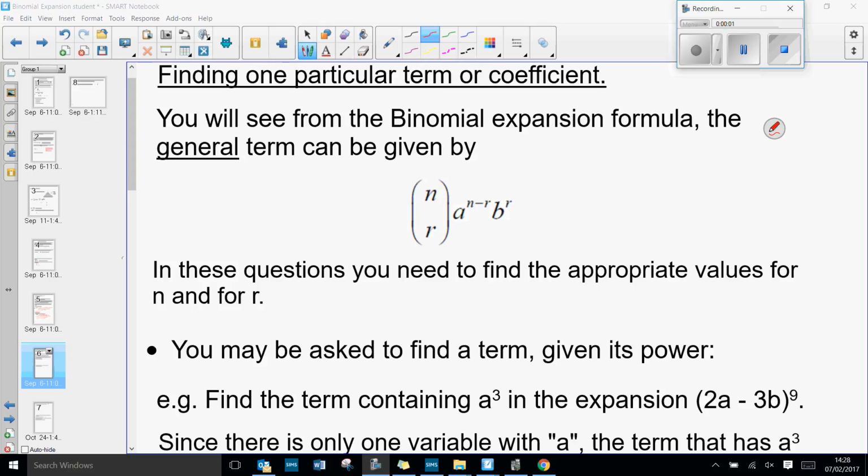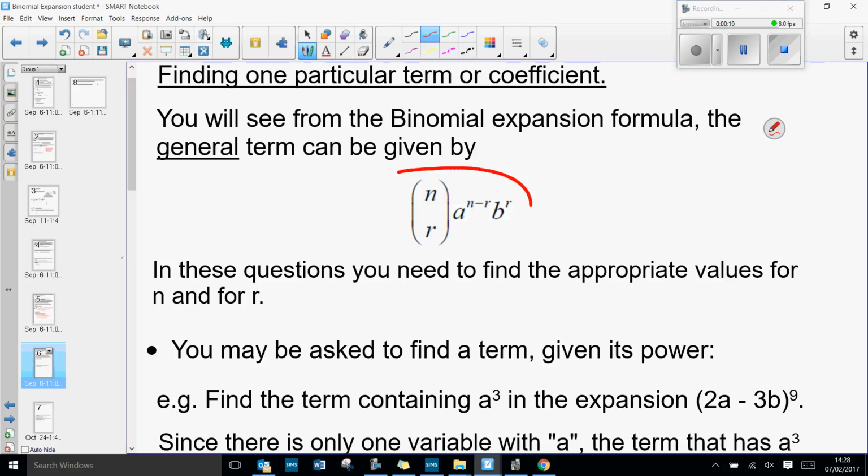So we're finding one particular term or coefficient. These are probably the more common questions that you'll have. Rather than expand the whole expression, we tend to just have to find one particular term. This is what we want to focus on.